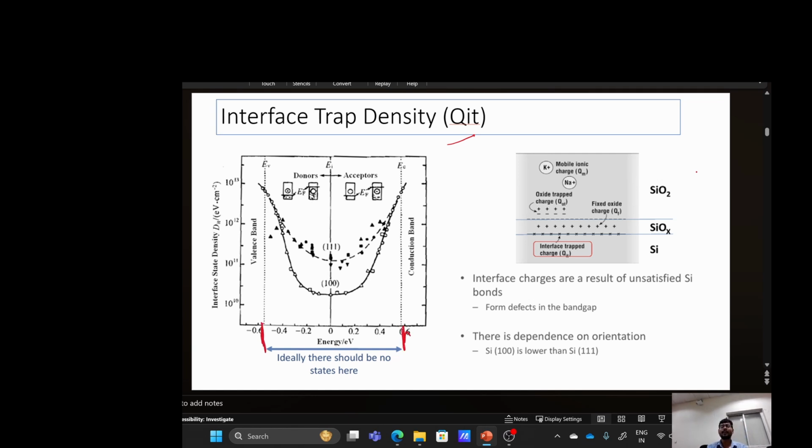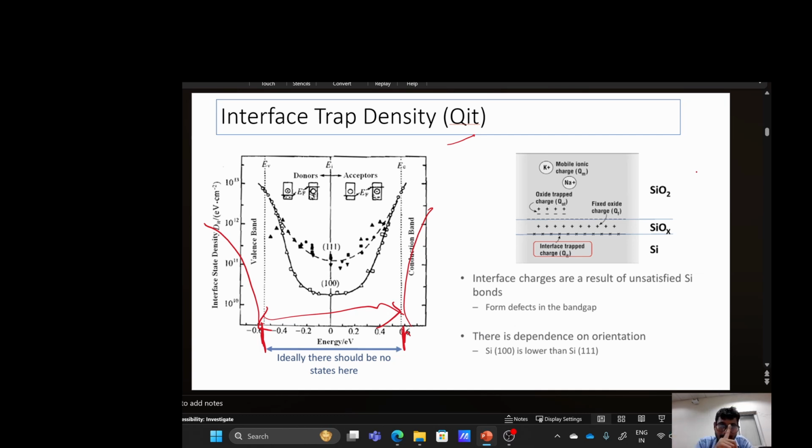It is just a 90-degree rotation, if you can see, and we are showing the density of states because of these defects. So here is the density of states in the conduction band and the density of states in the valence band. In an ideal semiconductor, in between is the forbidden gap. There should not be any energy states in between the conduction band and the valence band, but due to the defects there are some energy levels, which are due to these kinds of defects, interface traps.